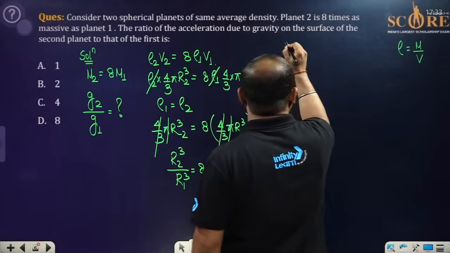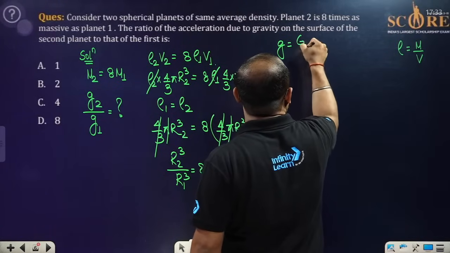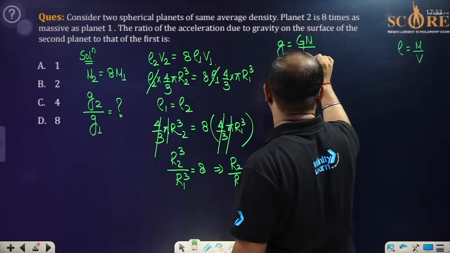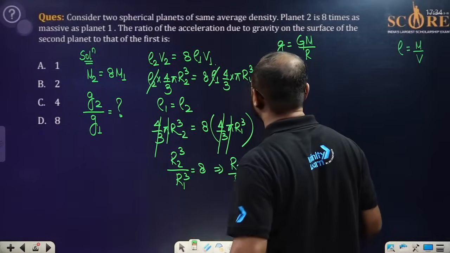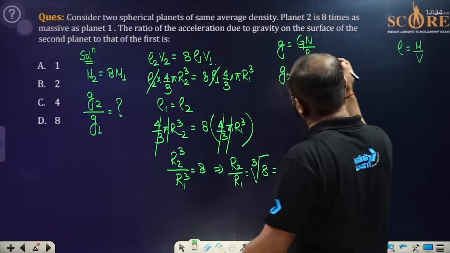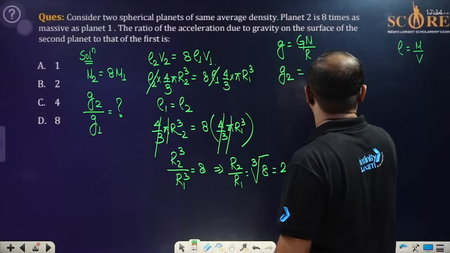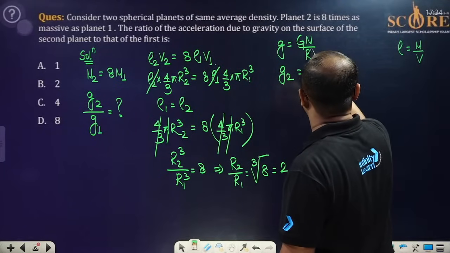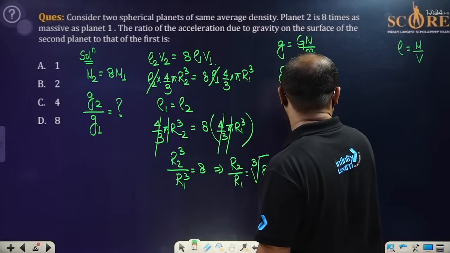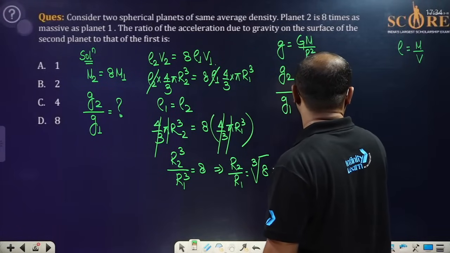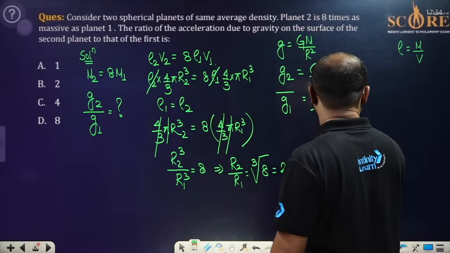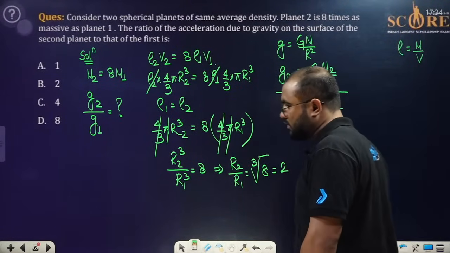As we know, the value of acceleration due to gravity is the gravitational constant times the mass of the bigger body divided by the distance between them, that is r squared. Let us suppose that is g2. We can write G, which is constant, times mass of body 2 divided by radius of body 2 squared, whole divided by g1, which can be written as G m1 divided by r1 square.